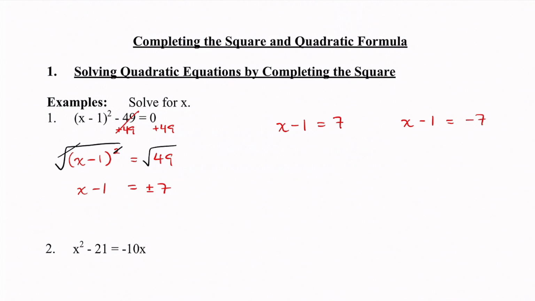Solving the left one, I just need to add 1 onto both sides. The 1's cancel out, and I'm left with x equals 8. Same idea on the right one, I add 1 onto both sides, the 1's cancel out, and I get x equals negative 6. So those are our two solutions, x equals 8 and x equals negative 6. And again, you could check these using your calculator. Just plug it in and find the roots or the x-intercepts.